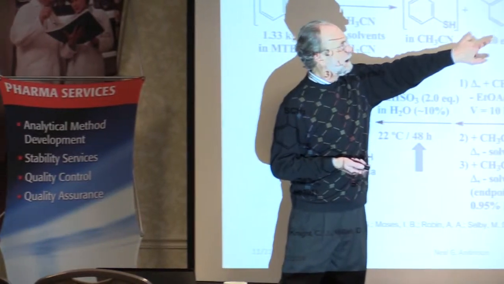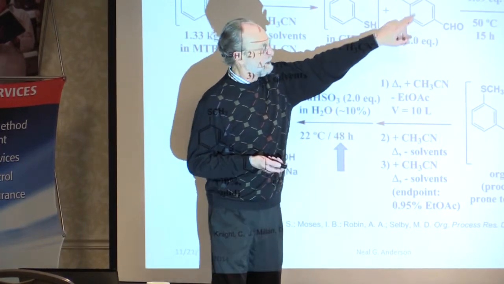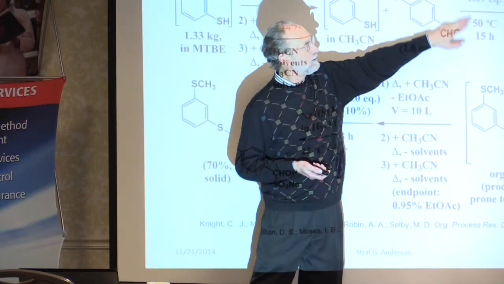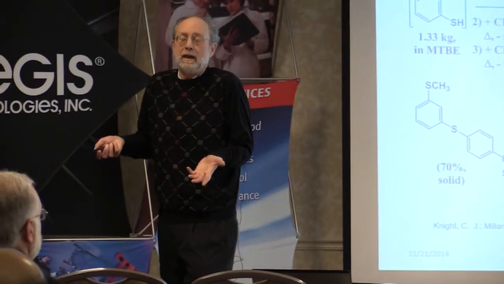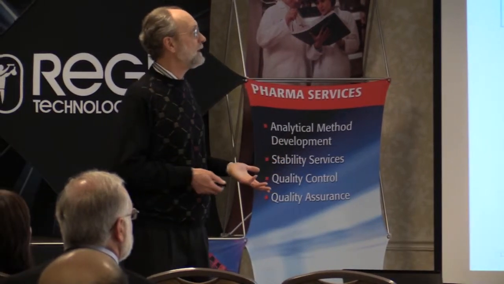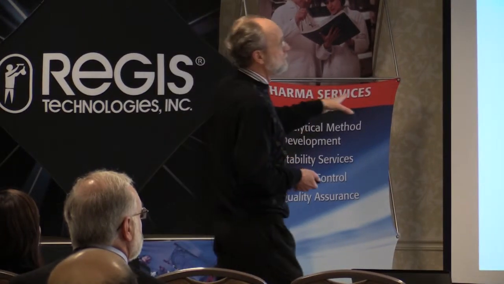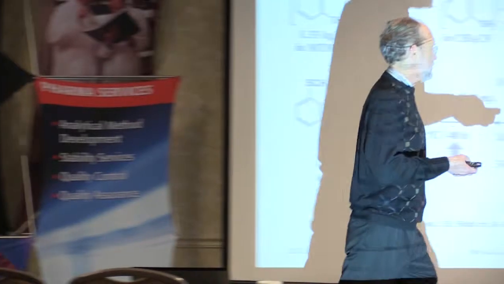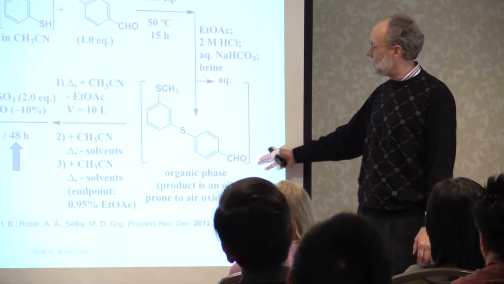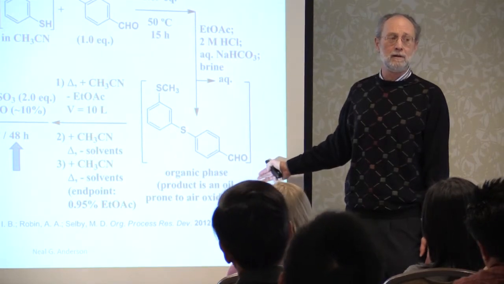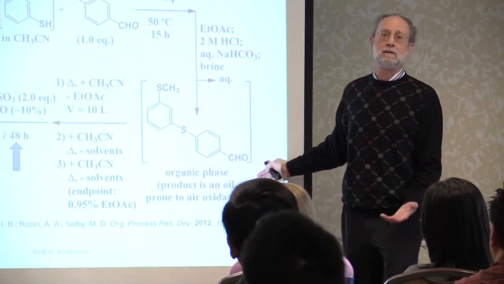You have an electron poor substrate. You're putting in a relatively strong base, tetramethylguanidine. Mild conditions, polar solvent, and it works. So it works quite nicely. Then the product that gets generated is a benzaldehyde. Of course, this is going to be prone to air oxidation. So how to deal with it?